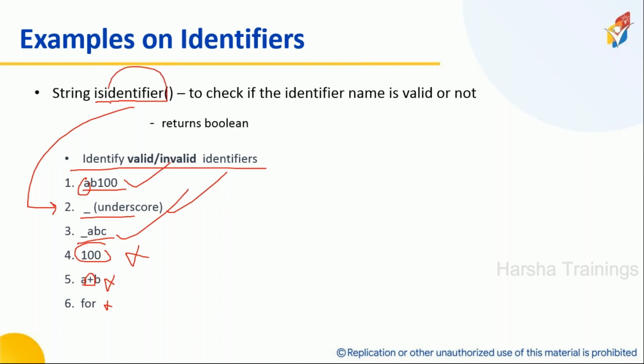isIdentifier. isIdentifier is a function which is used to check if the identifier name is valid or not, because it will take a string as argument and returns a boolean. Boolean means true or false.